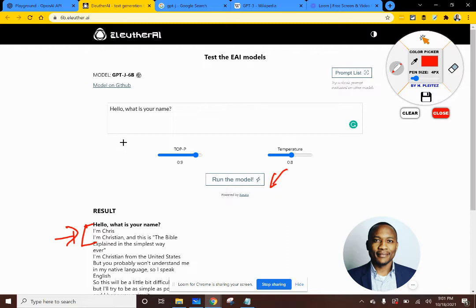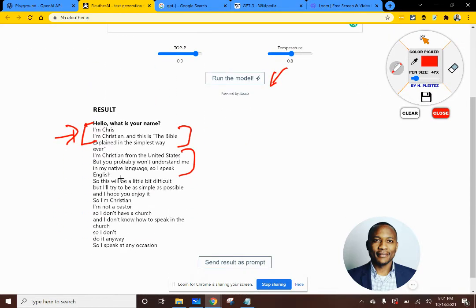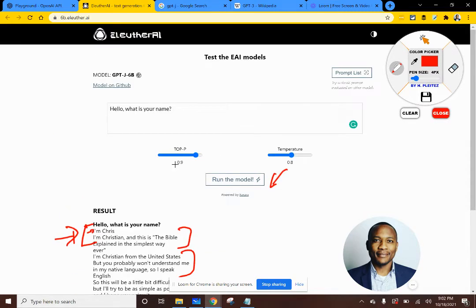Not only does it tell us what the name is, it tells us I'm Christian and goes into more details than I would care to read, okay? So I speak on occasion, so definitely a lot more information than I was expecting. Not everything is coherent. There's some duplicates, so I'm Christian. I'm Christian. It seems to be duplicating there. Just a lot of stuff. But I would say this was a little bit more impressive to me than the GPT-3 one itself.